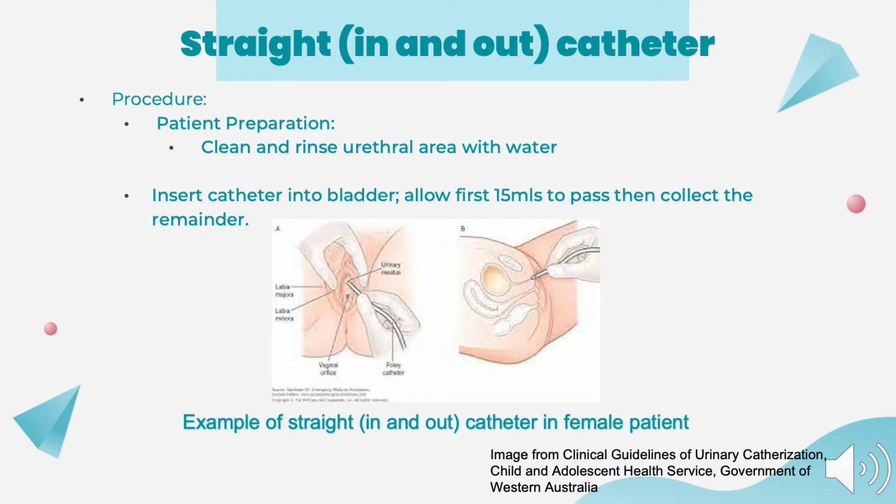Another method is by using catheter. This is an example of straight, in and out, catheter. First, patient's urethral area is cleaned with water. Then the catheter is inserted into the bladder via the urinary meatus, and urine is then collected.